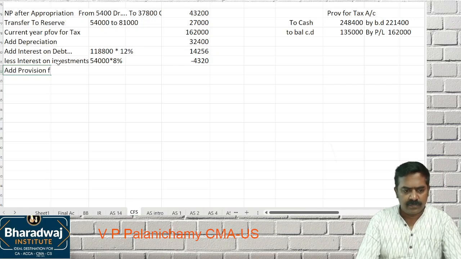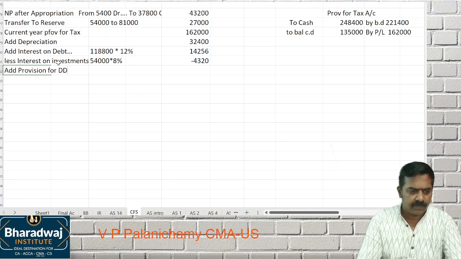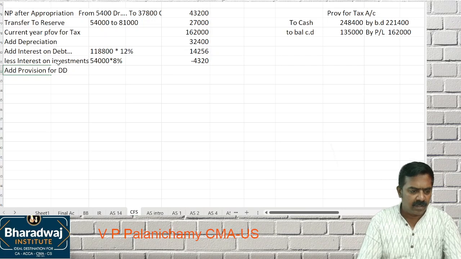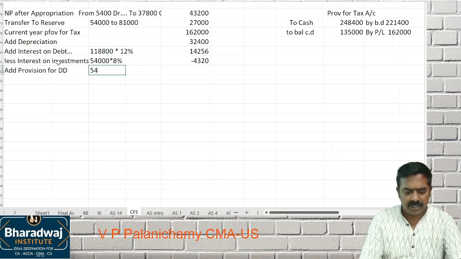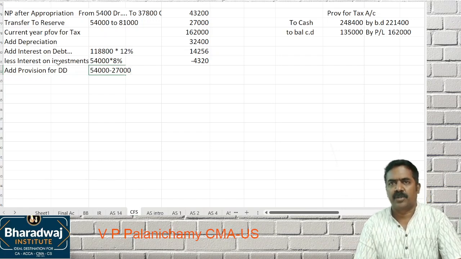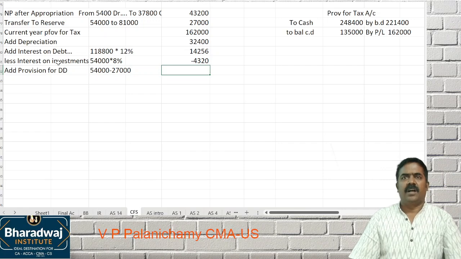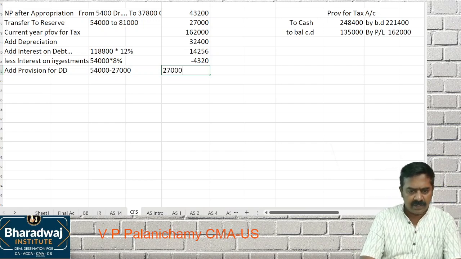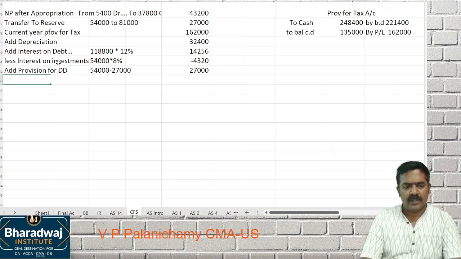Then provision for doubtful debts. What is the provision for doubtful debts? You can put it like that, or you can treat it separately. Provision for doubtful debts additionally created. How much additionally? Closing balance 54, opening balance 27. Alternatively, you can adjust with debtors also. Here also you can adjust. Otherwise, you can do debtors minus provision. How much? 27,000. Then what else will come?